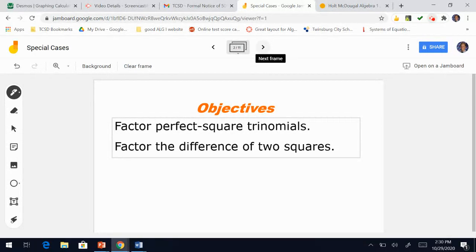So factor the difference of two squares. Again, that sounds like it's regal, right? It sounds like you're doing something that's really impressive. But to be honest with you, it's a shortcut too. So they're quick hits if you're paying attention.